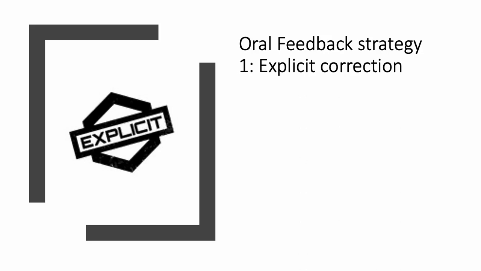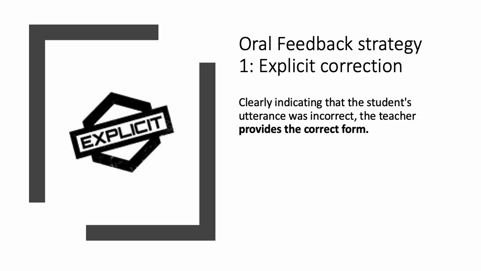Because competency 1 is one of the toughest ones for teachers to evaluate and give feedback on, I'm going to give you a few strategies here for how to give explicit feedback for oral interaction. There's 5 different strategies that we've identified, and I'm going to give you some examples of each. The first one is explicit correction. So as you're walking around listening to those kids play cards, you can explicitly correct them. You can clearly indicate that what they were doing was incorrect and provide the right form.